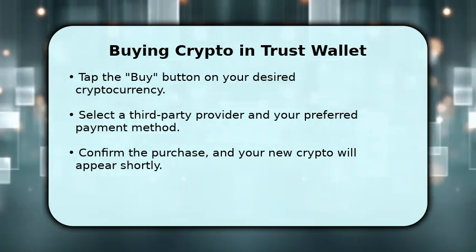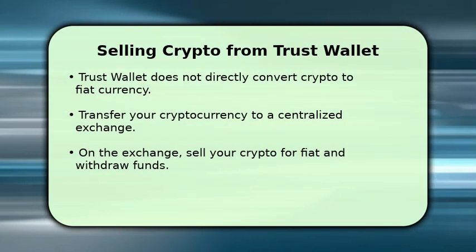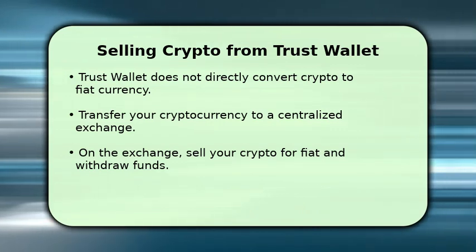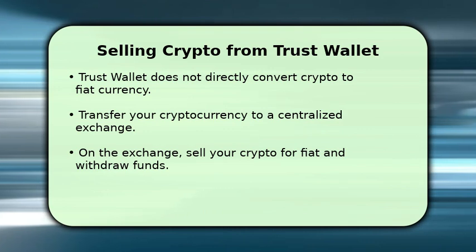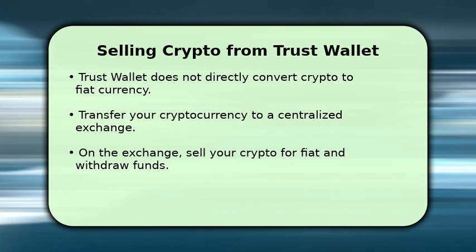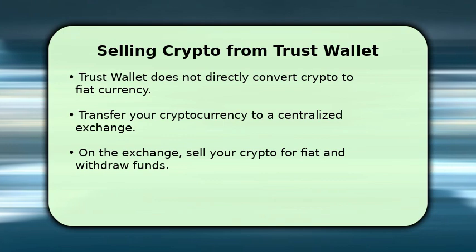Selling crypto from Trust Wallet involves a slightly different approach, as the wallet itself doesn't directly support fiat withdrawals. Your best method is to transfer your cryptocurrency to a centralized exchange that does support fiat off-ramps. Once your assets are on the exchange, you can sell them for your local currency and then initiate a withdrawal to your bank account. Always check exchange fees.